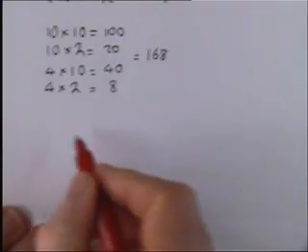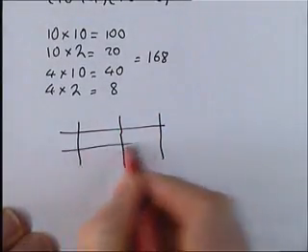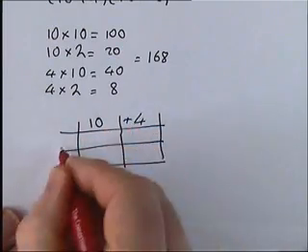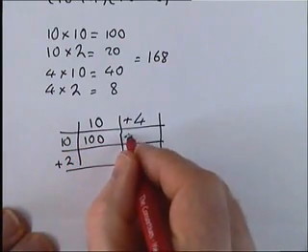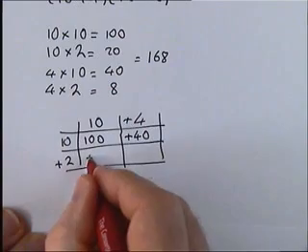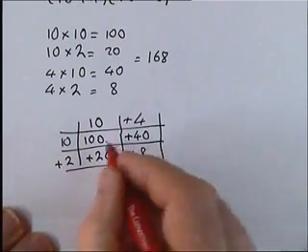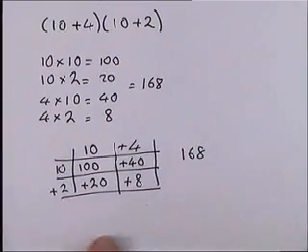Another way of doing that question would be to use a grid. So we can split the 10 and the 4, that's the 14, and the 10 and the 2, that's the 12. 10 10s are 100, 10 4s are 40, 10 2s are 20, and 2 4s are 8. And again we add those 4 answers together and we get 168. And that's certainly a way that I'm going to recommend that a lot of you start off multiplying out your brackets.